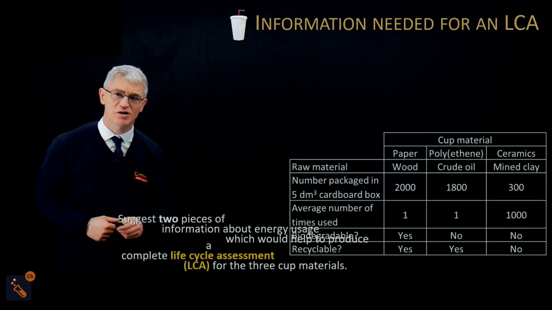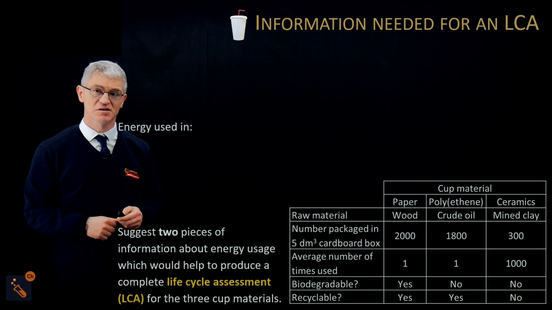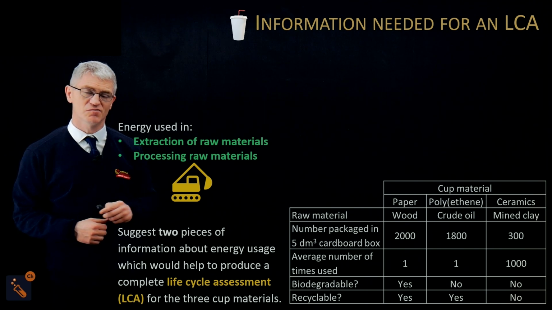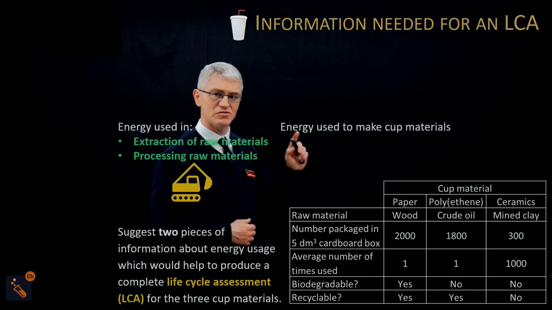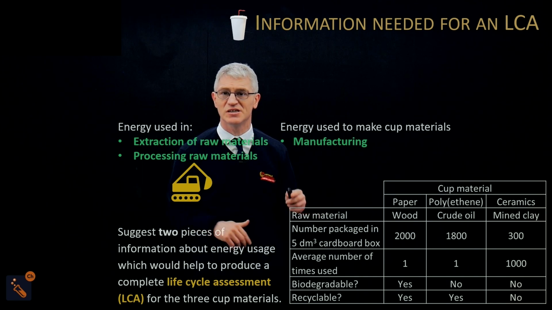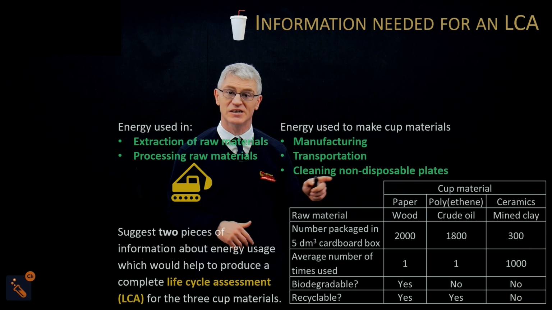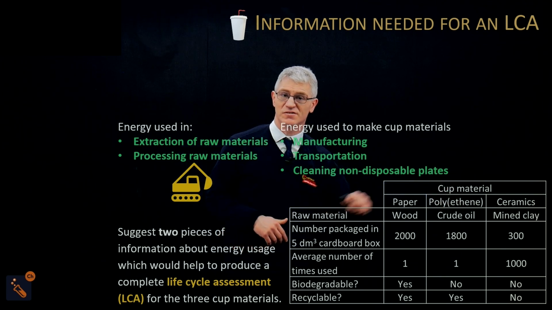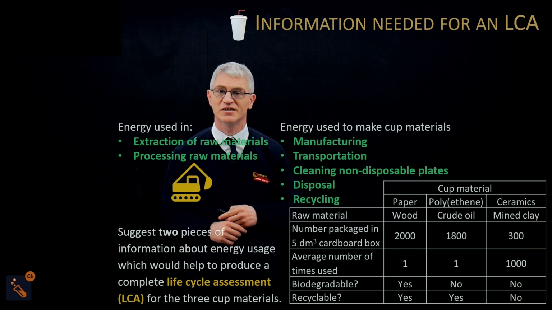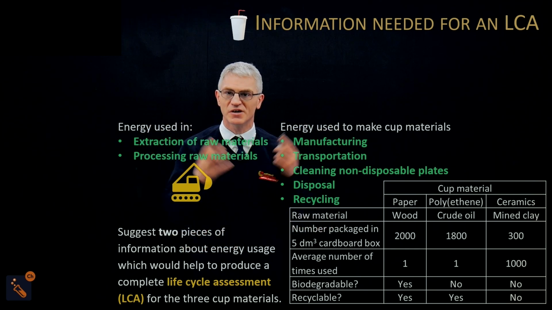So we can quickly come up with quite a few of these, and there are a lot of them, but you only need 2. First of all, extraction and processing of the raw materials. Then we go to making the cut materials. Well, the manufacturing will take energy. Then the transportation, cleaning, for example, if you've got non-disposable plates, and the disposal and the recycling. So any 2 of those is absolutely fine.